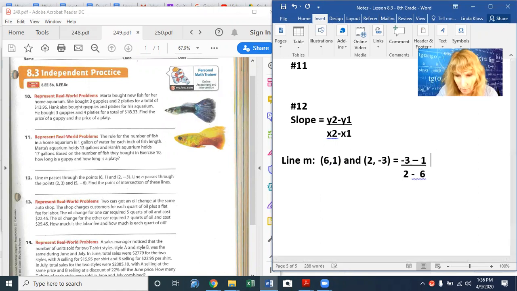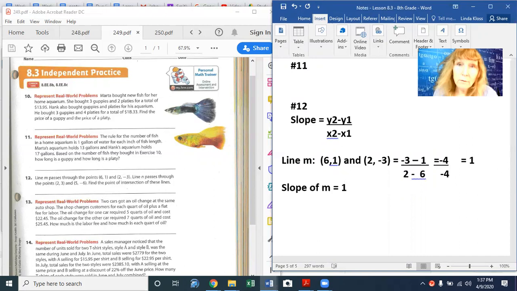So then that equals negative 3 minus 1, or negative 3 plus negative 1, negative 4. And on the bottom, that becomes 2 minus 6, negative 4. Put a line there to show that we're dividing. Negative 4 divided by negative 4 is then going to equal a positive 1. That is equal to the slope. So the slope of m is equal to 1.